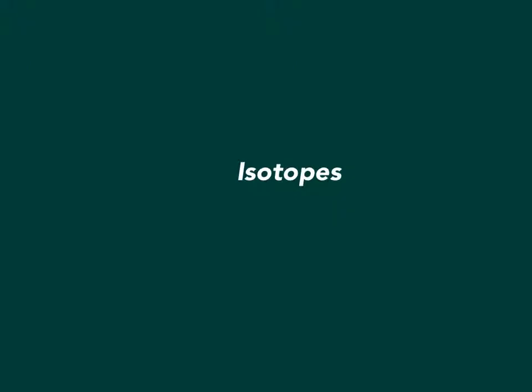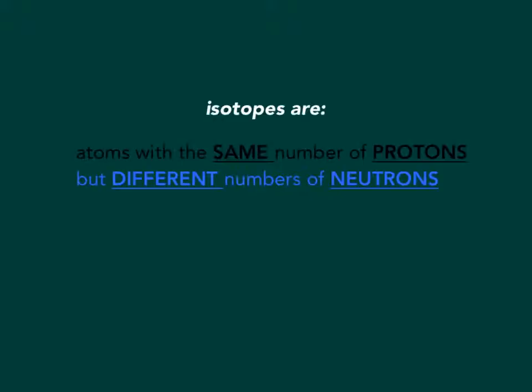This lesson is a brief introduction on isotopes. Isotopes are atoms with the same number of protons, but different numbers of neutrons. Again, an atom is really identified as an element based on the number of protons. So the number of protons tells you which particular element you have.